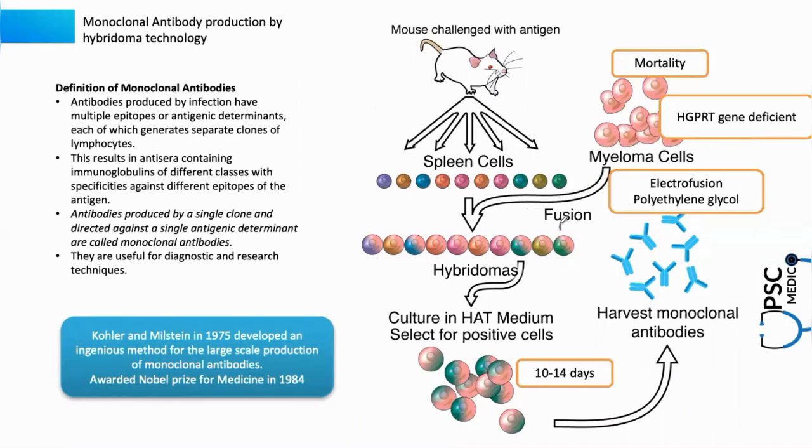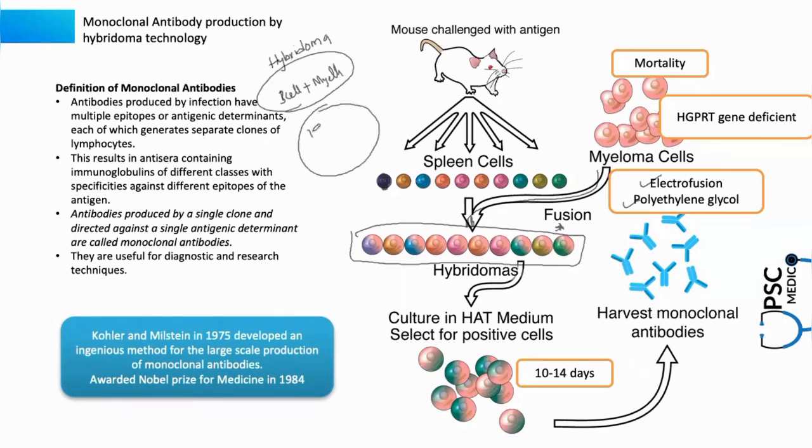So for this fusion, you can use electrofusion or polyethylene glycol, which is a chemical fusion. So you're mixing B cells, the splenic B lymphocytes, with the myeloma cells with the help of electrofusion. Now whatever cell is formed is a hybridoma. So hybridoma is a mix of B cell from the mouse plus the myeloma cell which we have taken. When they fuse together, they have these properties: they are immortal, they produce monoclonal antibodies, they have the salvage pathway intact.